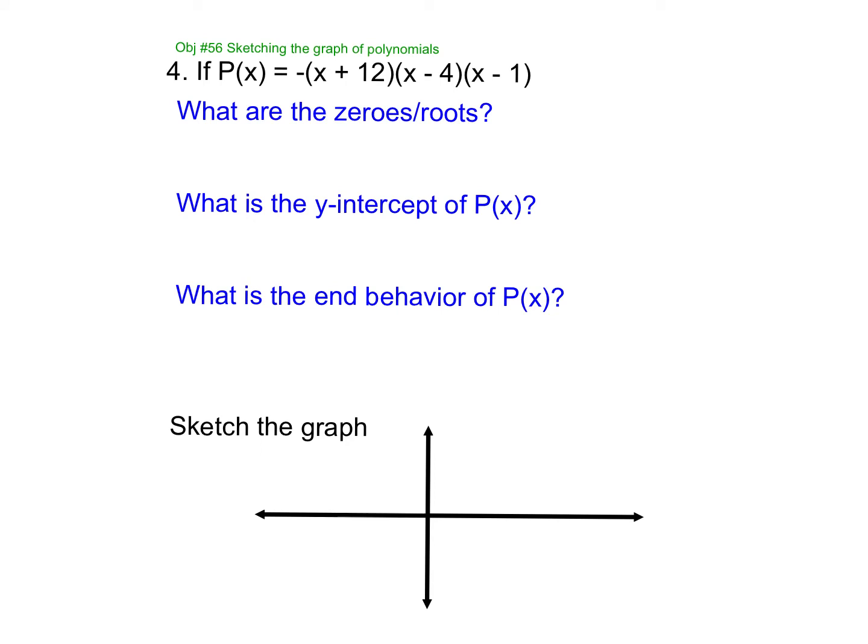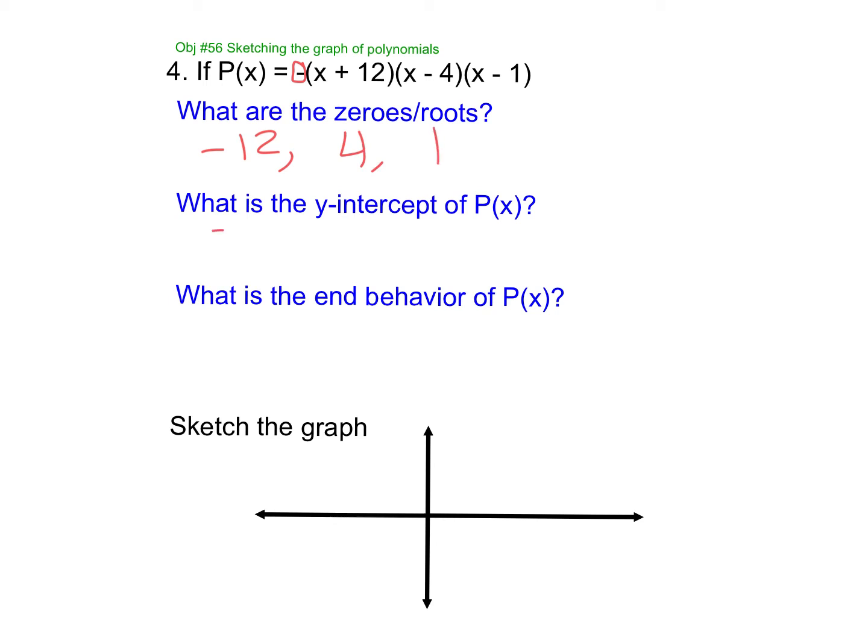Okay, I want you to pause, find your zeros, your y-intercept, and your end behavior, and then check with me before you go and sketch it. So we change the sign. Remember that we do have that negative on the outside, but that's not going to affect the zeros. So my zeros are -12, 4, and 1.